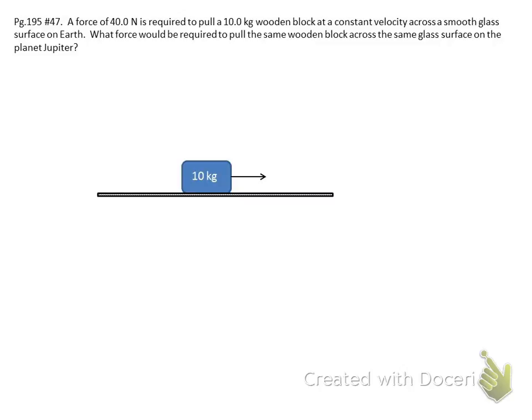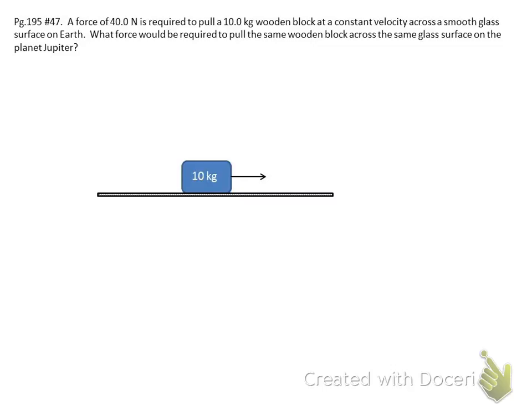Homework problem number 47 from your problem set on gravitation and planetary motion. This is a really good problem. This is a challenging problem. There's no way that this problem can be solved by just plug and chug. We really have to take a look at the physics of what's going on.